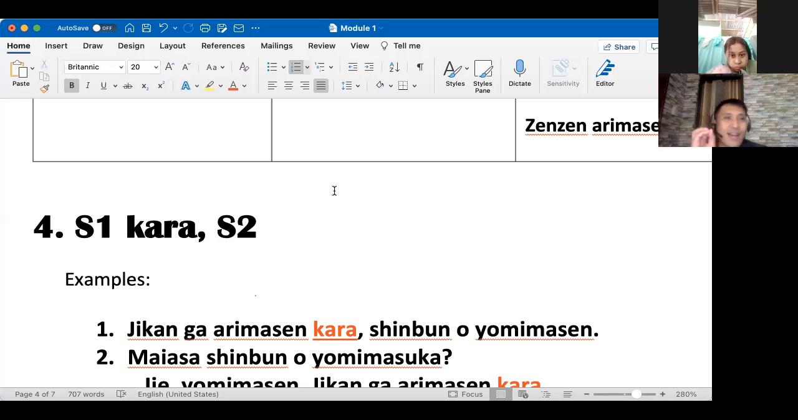No? Kara yung ating conjunction, kumbaga, yung connector. Wala akong oras. Jikan ga arimasen kara shimbun o yomimasen. Hindi ako nakapagbasa ng newspaper, for example. Jikan ga arimasen kara shimbun o yomimasen. For example, wala ka nang oras, no?